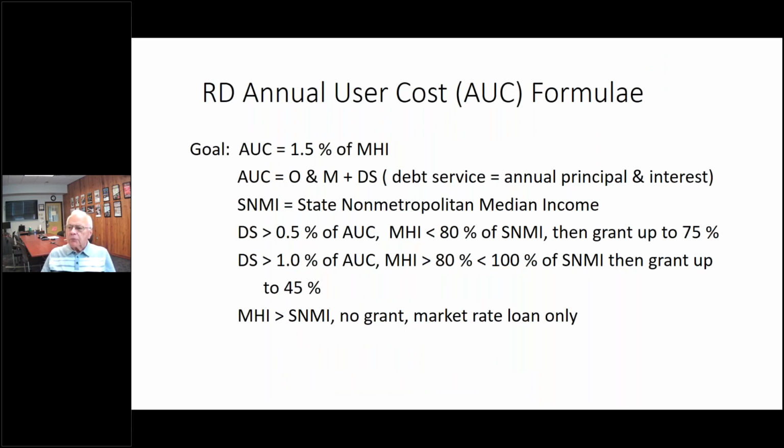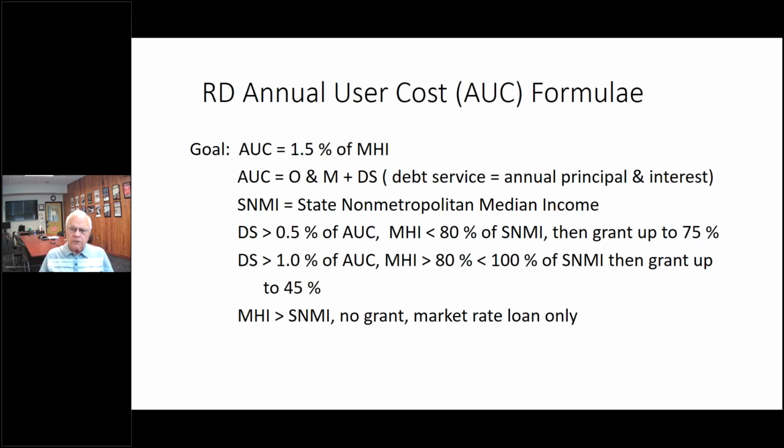This slide is intended to summarize the grant procedure for rural development, where the goal is an annual user cost of 1.5% of median household income. So the annual user cost is the O&M plus the debt service, where debt service equals the annual principal and interest payment. The state non-metropolitan median income is an important number. So the debt service, if it's greater than 0.5% of the annual user cost, and the median household income is less than 80% of that state non-metropolitan median income, then the grant can be up to 75%.